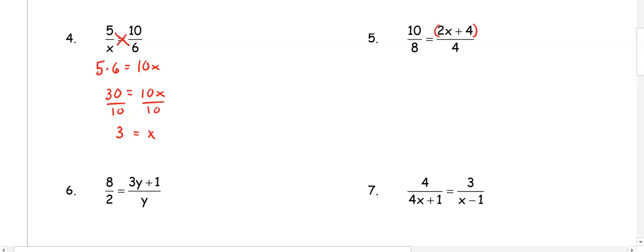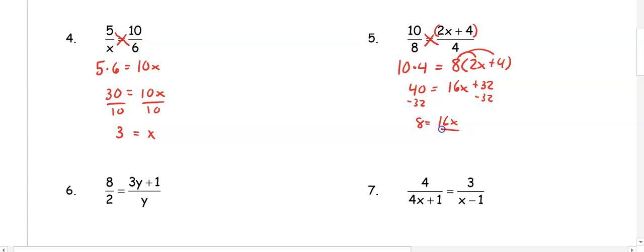Now, in number 5, this 2x plus 4, because there's an operation there, we want to put parentheses around it, so when we distribute, the 8 will multiply with both parts. So when we multiply here, we have 8 times 4 equals 8 parentheses 2x plus 4. So on the left-hand side, 10 times 4 is 40. On the right-hand side, we'll distribute the 8. So we get 16x plus 32. We can subtract 32 from both sides. 8 is equal to 16x. When we divide by 16, we get 1/2, which we can also write as 0.5.